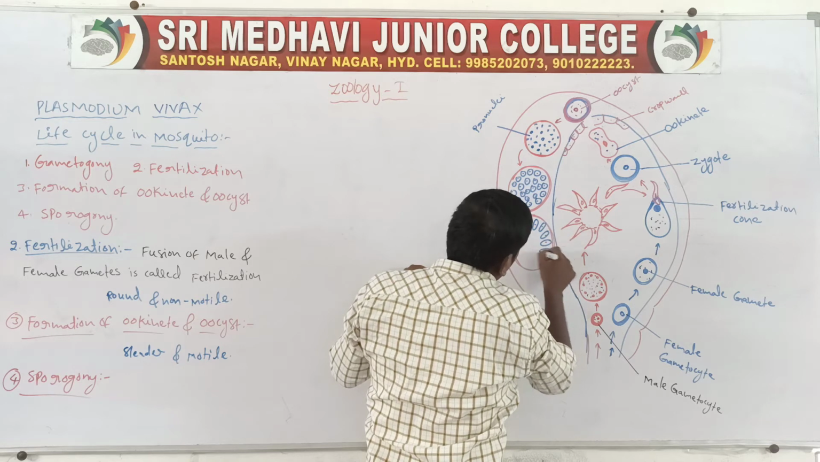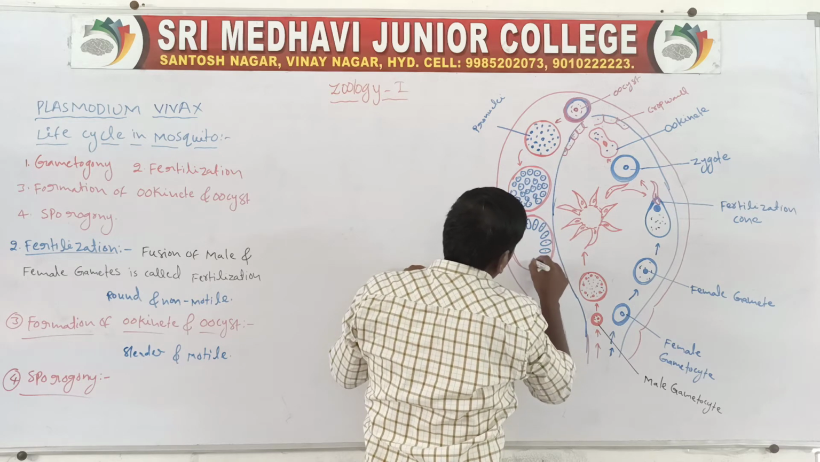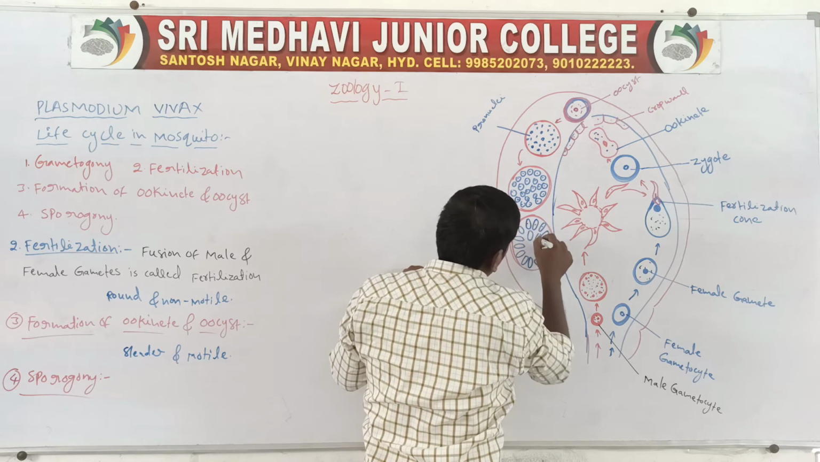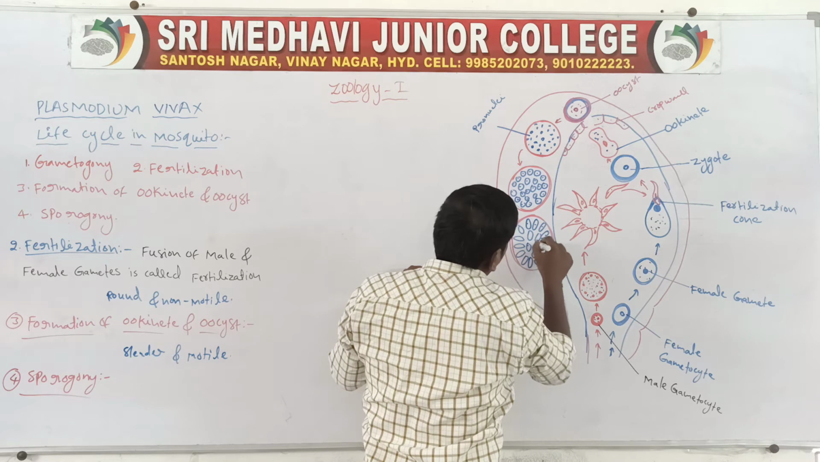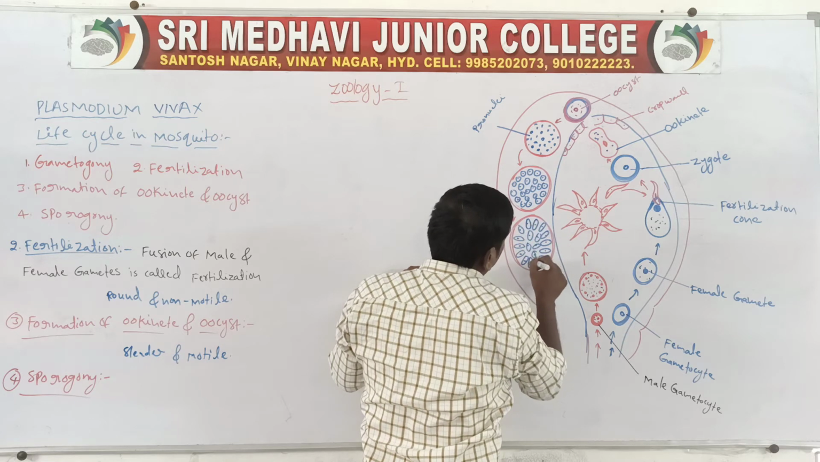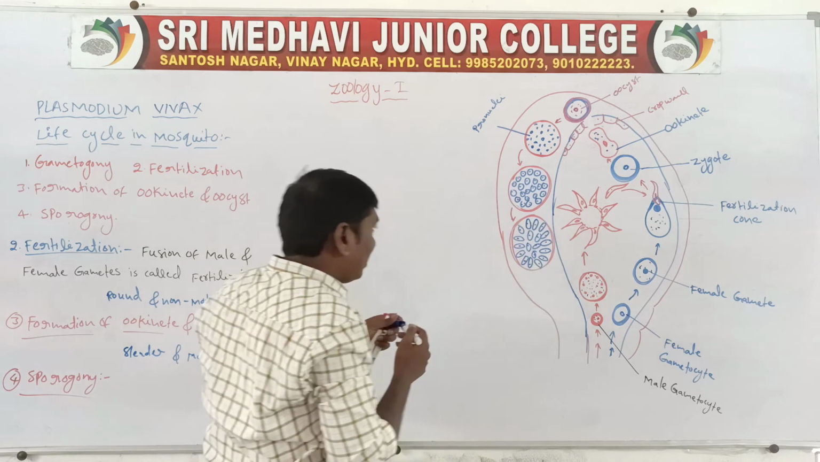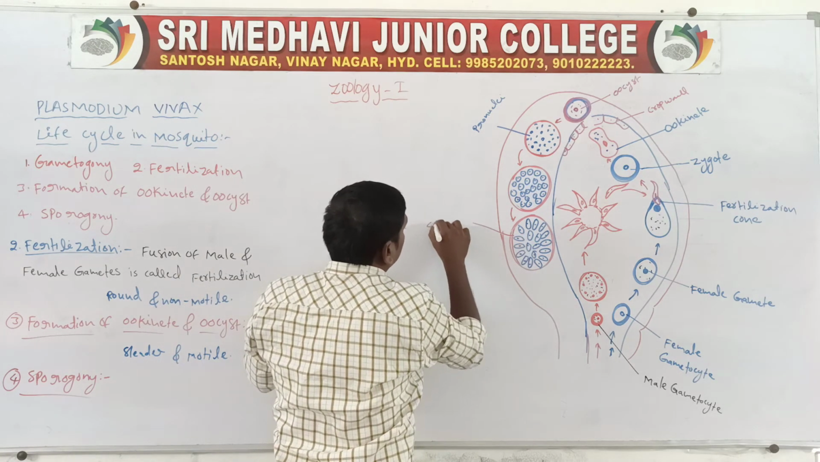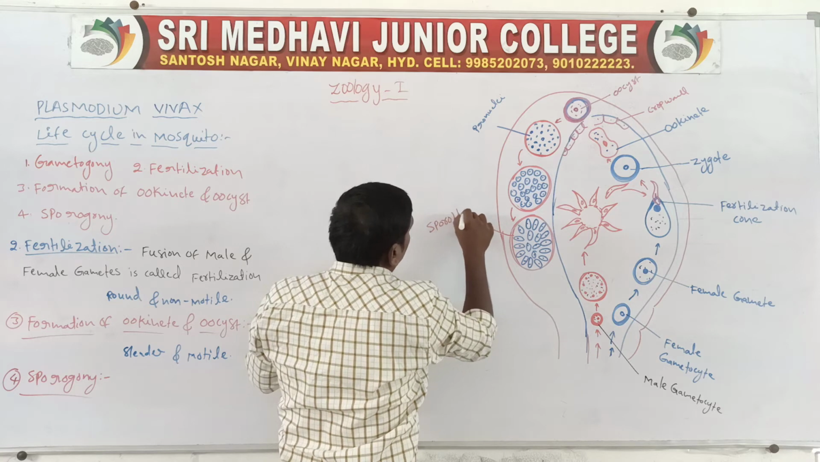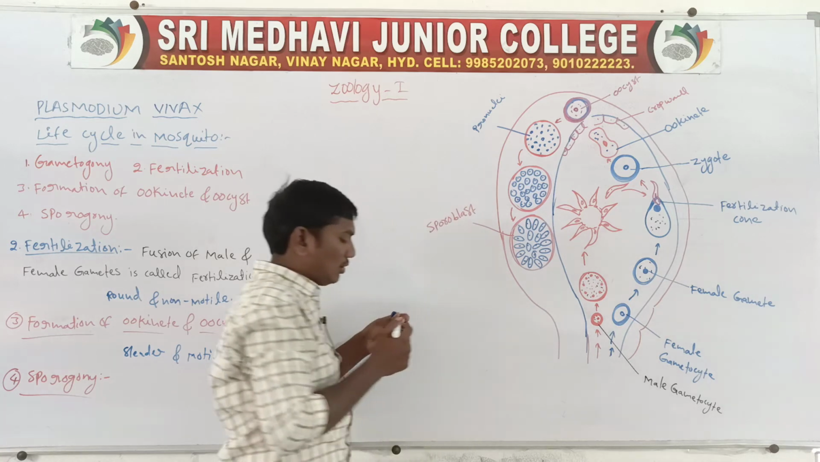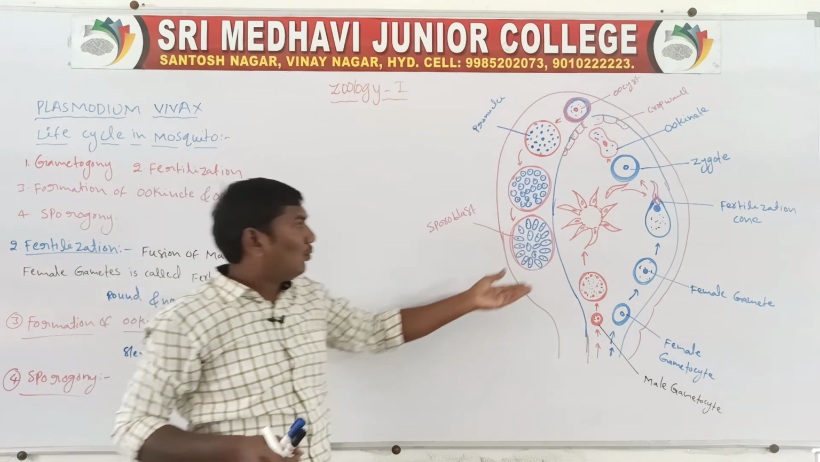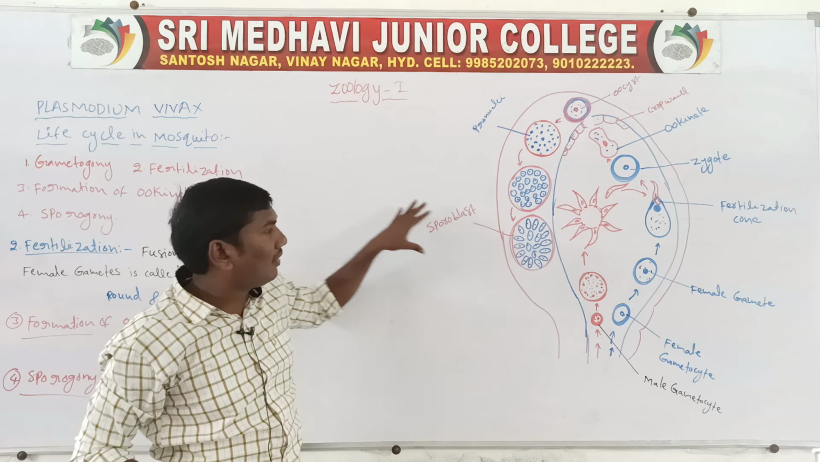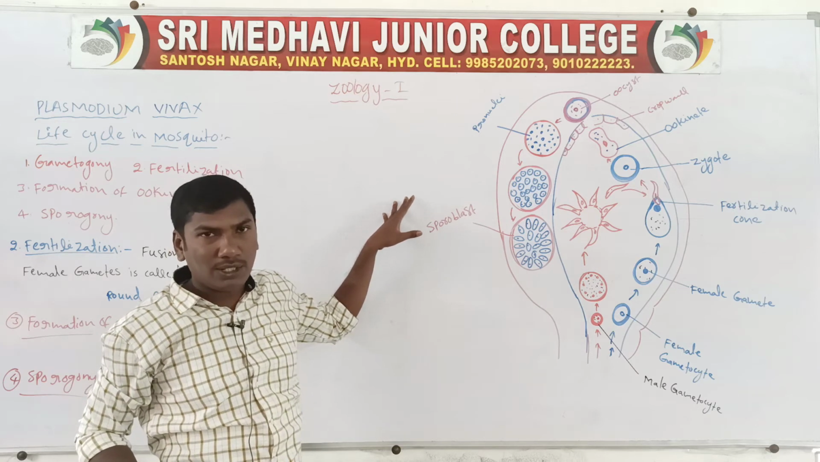Inside the oocyst, they contain sporozoites. So this stage is called as sporoblast. Sporoblast means that, inside the oocyst, they contain sporozoites. So they are called as sporoblast.